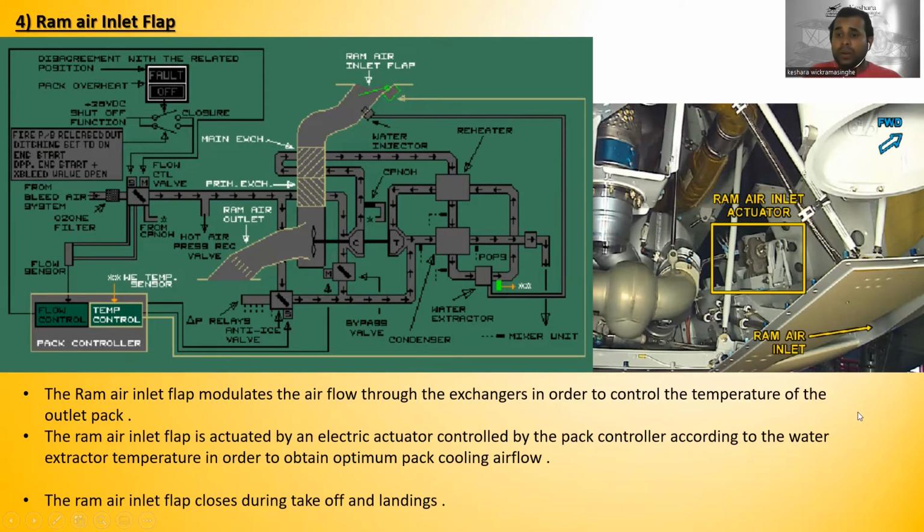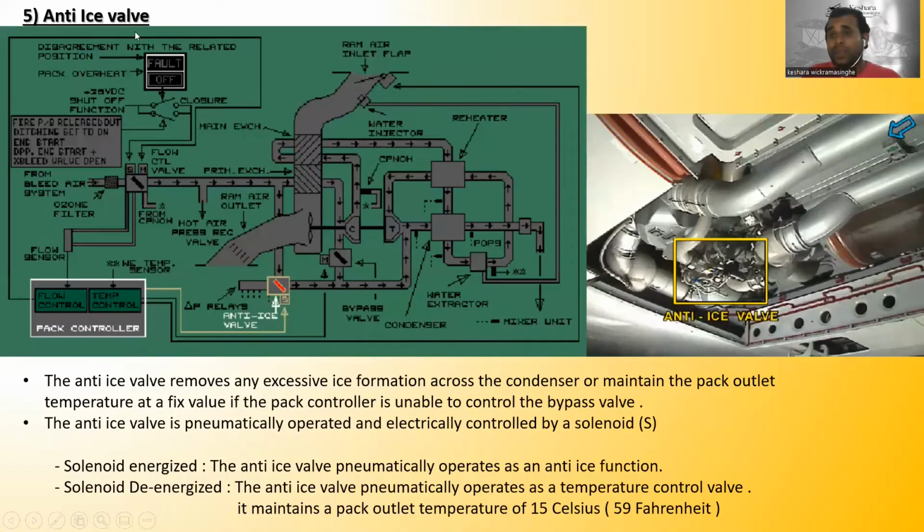Okay, so now let's go to the anti-ice valve. So this is the anti-ice valve. The anti-ice valve removes any excessive ice formation across the condenser, or maintains the pack outlet temperature at a fixed value if the pack controller is unable to control the bypass valve. If we are unable to control the bypass valve, the anti-ice valve will control the pack outlet temperature.